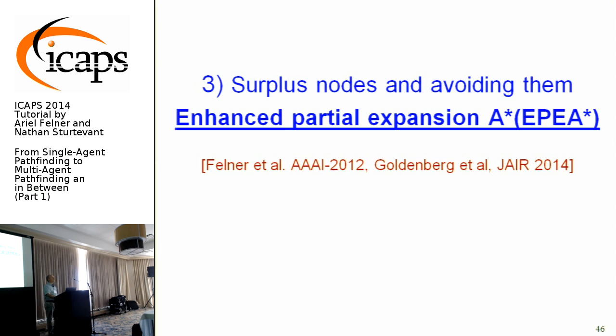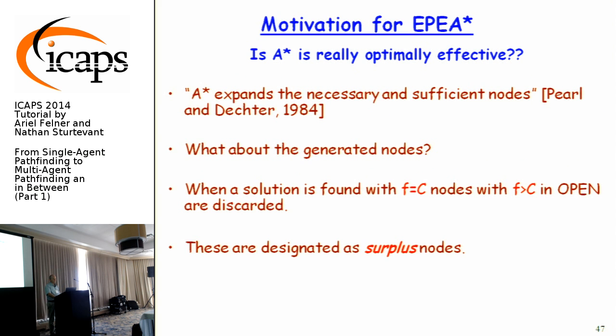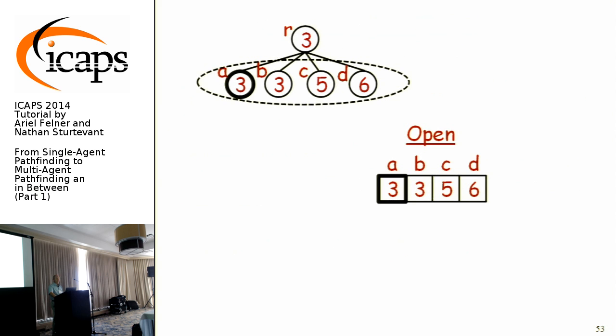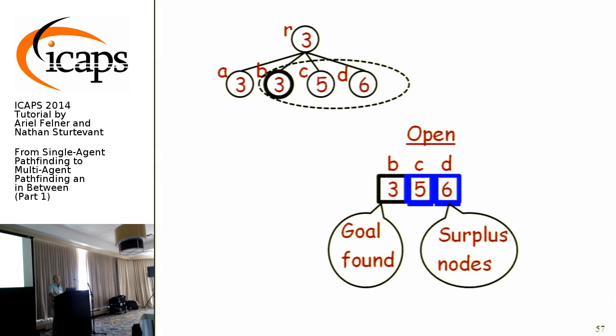I'll go very fast over the enhanced partial expansion A star. You know, A star is optimal in the number of nodes expanded. Let's say that I generated all these nodes. Surplus nodes, node B is the goal with f equals 3. What about node C and D? They were generated, they were inserted to open, but we never expanded them, we never looked into them. We call them surplus nodes.